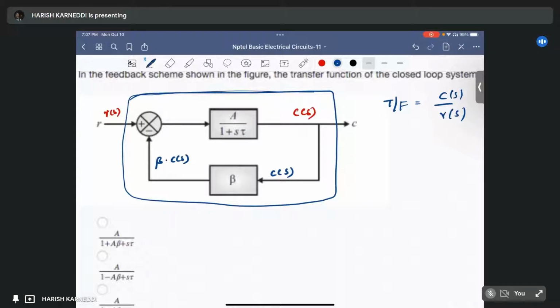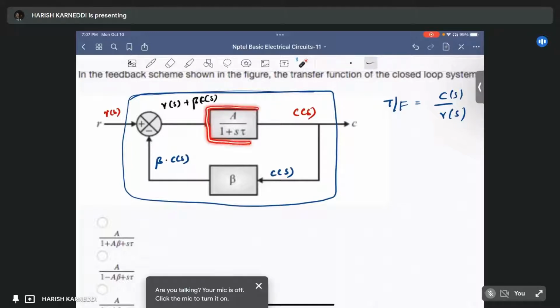Here it is a sum block. It adds the signal from this side and adds the signal from this side. The output of this sum block is simply the addition of these two signals, that is R of S plus beta into C of S. So we can write R of S plus beta into C of S.